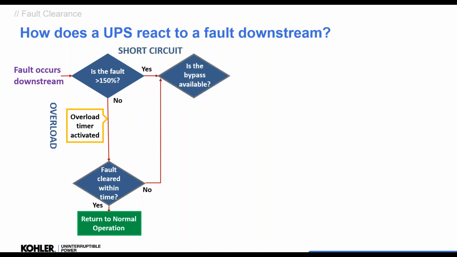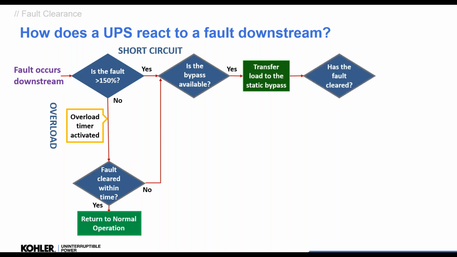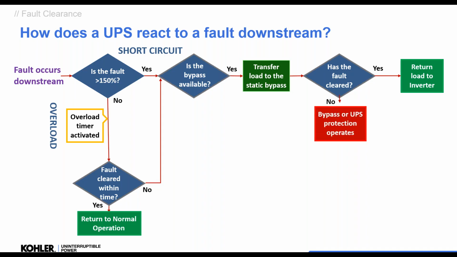If it sees a short circuit or it times out, the first thing it asks is: is the bypass available? Because if it is, it will transfer the load to the bypass because it's much higher capability, and try and clear the fault using that. It transfers in about 3 or 4 milliseconds. If it clears, it returns the load back to the inverter and leaves an alarm saying there's been a short circuit. If it doesn't clear it, something's got to trip, either fuses in the bypass or the upstream.